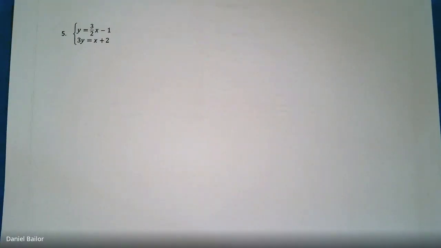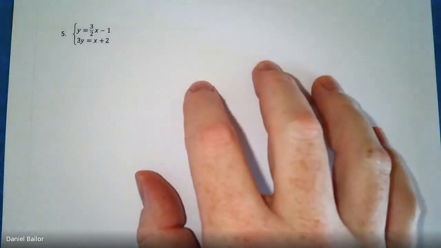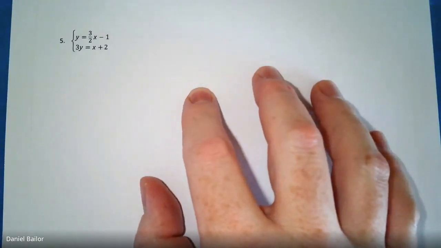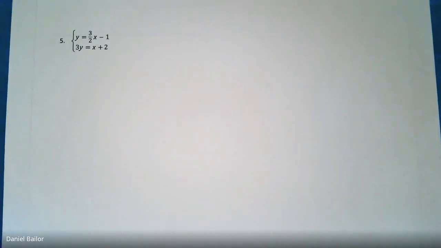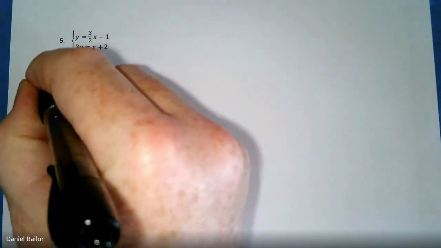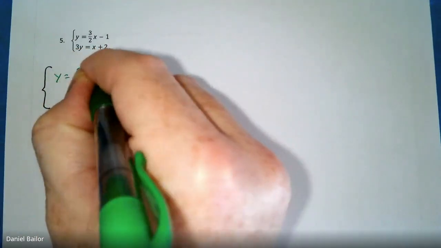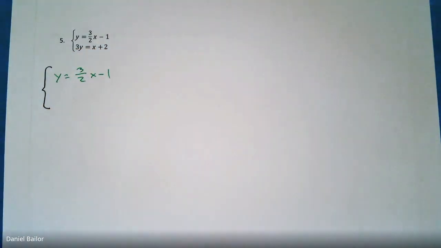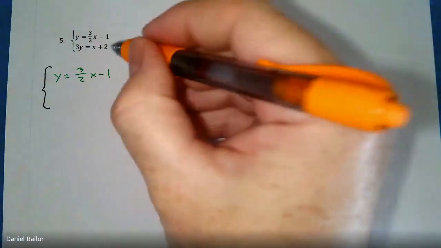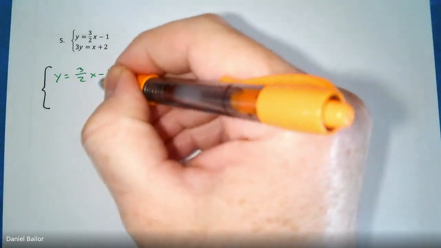Exercise 5. Moving on. We have 2 equations in the system. We need to figure out how many solutions there are. Now we got fortunate here because the first equation in the system is already in slope-intercept form. Y equals 3 over 2x minus 1. So that helps us out. But the second equation, not there yet. We need to change it.